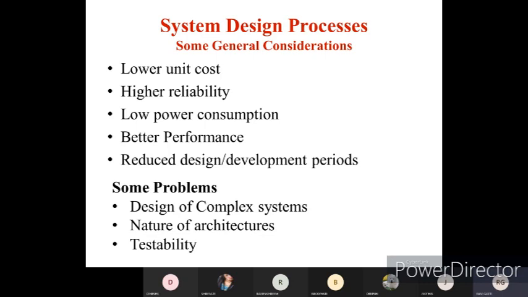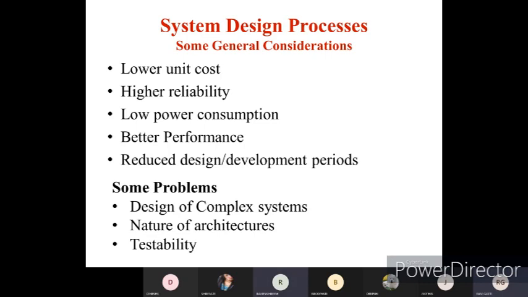So these are some of the things you need in order to start with the design process. Whatever design you are going to include, it should have a low unit cost, higher reliability, low power consumption, better performance, and reduced design development periods.